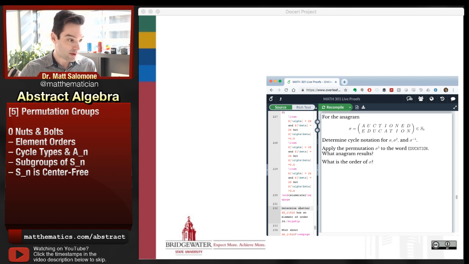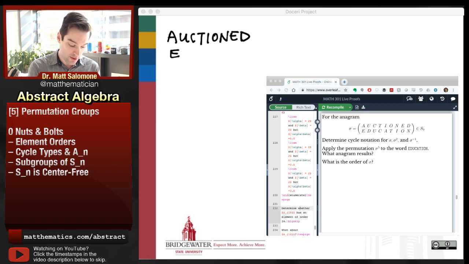Probably the first thing we want to do is come up with disjoint cycle notation for this permutation. To do that, I'm going to recopy what I call stack notation over here: auctioned on the one hand, education on the other. And I'm going to write the numbers of the positions, 1 through 9, above my letters, so that I can keep straight the positions with the symbols, the letters A, U, C, T, etc., that this permutation is acting upon.